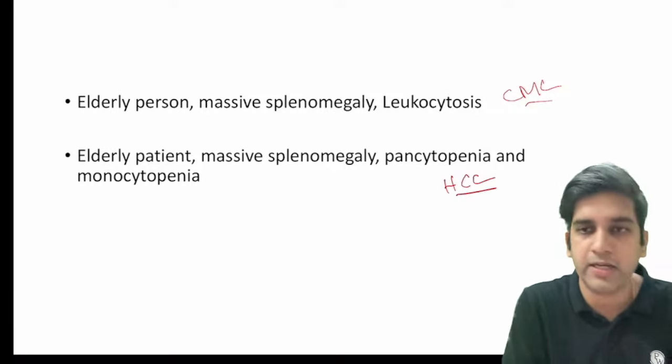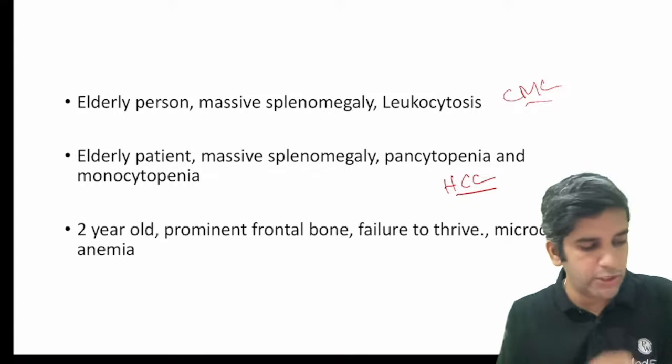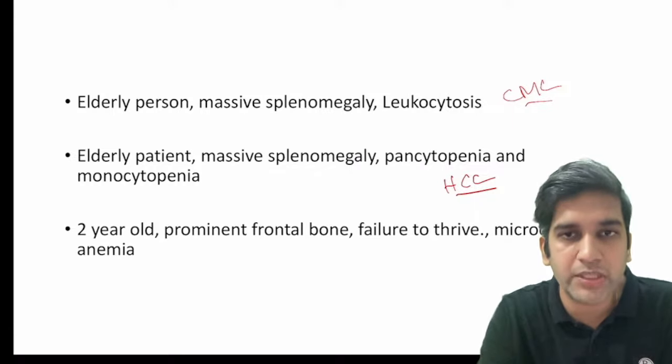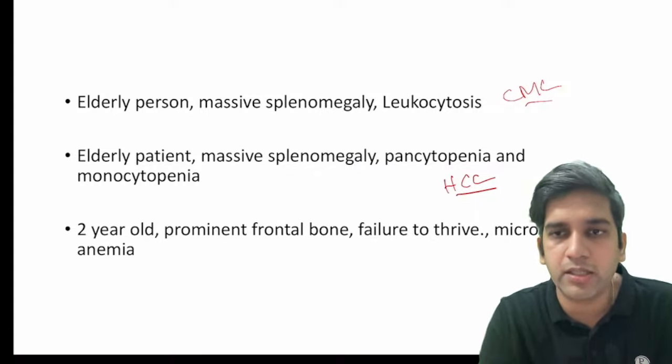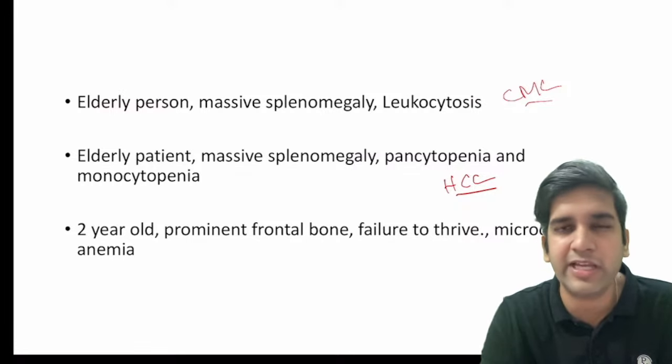Hairy cell leukemia, right? The answer changes. You think of hairy cell leukemia here, right? Next, a 2-year-old patient with a prominent... you don't think of multiple myeloma, right? It's hairy cell leukemia. Myeloma will not have hepatosplenomegaly, very, very unlikely. Myeloma will not have lymphadenopathy, fine.